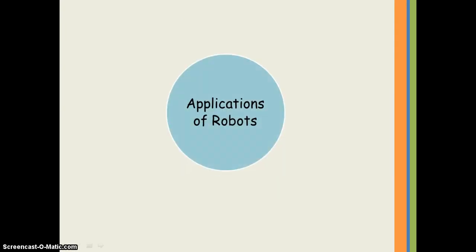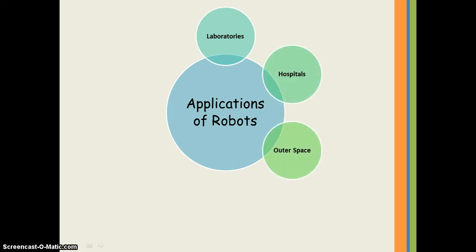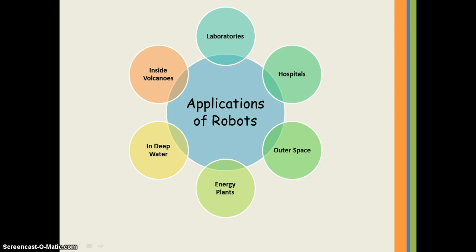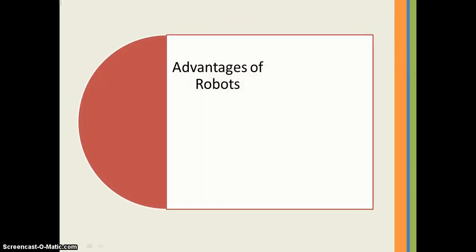Let's quickly look at the applications of robots. We can use robots in laboratories, in hospitals, in outer space, in energy plants. We can use it in deep water, and of course, inside volcanoes. What are the advantages and disadvantages of robots? Can you recall? Advantages of robots.